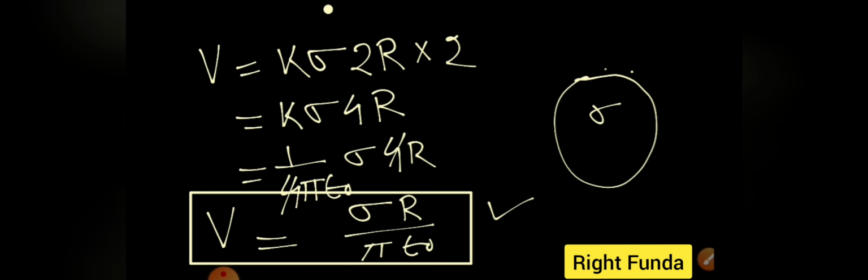We know the field potential on the axis of the disk. We know the field potential near the center. Now we have found the potential at the periphery of a disk, just outside the periphery, sigma R by pi epsilon naught. There are a few assumptions we have taken, and we got this approximate nearby value equal to sigma R by pi epsilon naught.